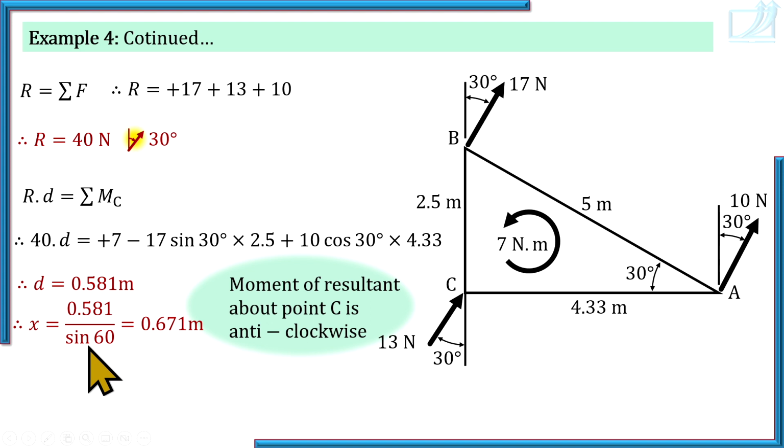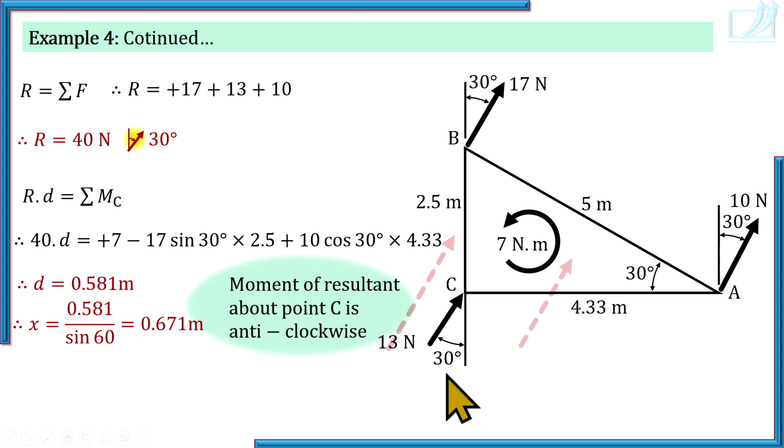Just divide D by sin theta. In this case, theta is 60 degrees. Theta is the angle made by the resultant with horizontal. The angle made by the resultant with vertical is 30 degrees, which means the angle made by the resultant with horizontal is 60 degrees. So D by sin theta, and you have found distance x. So this is the horizontal distance of the resultant from point C.